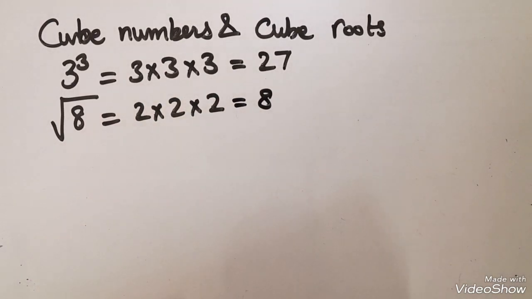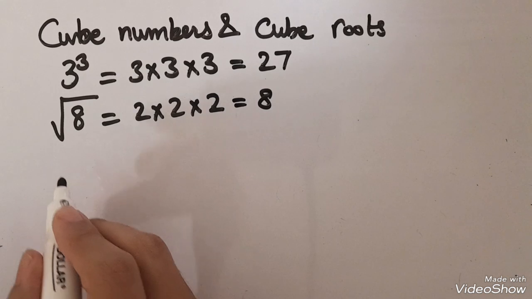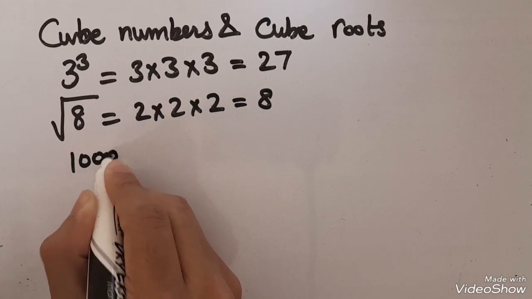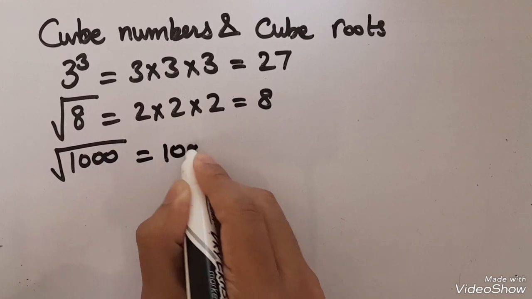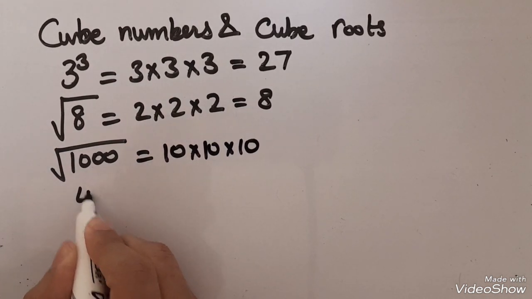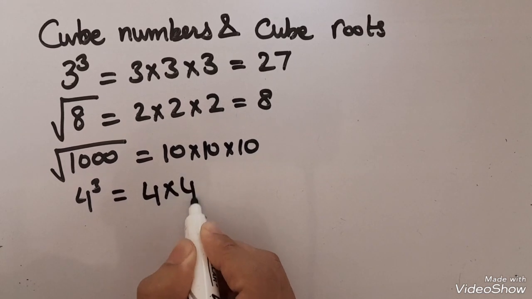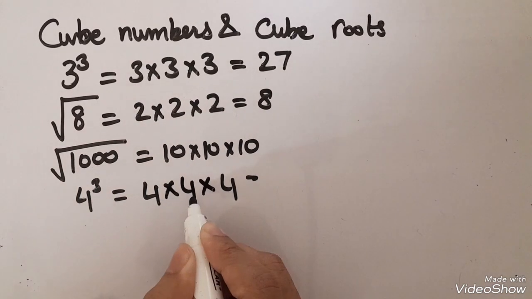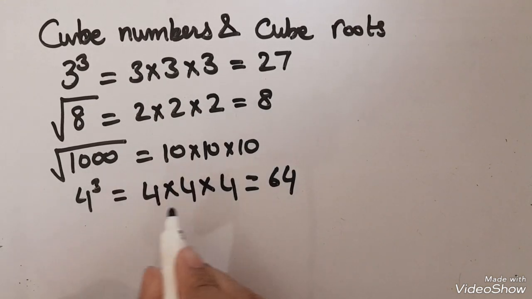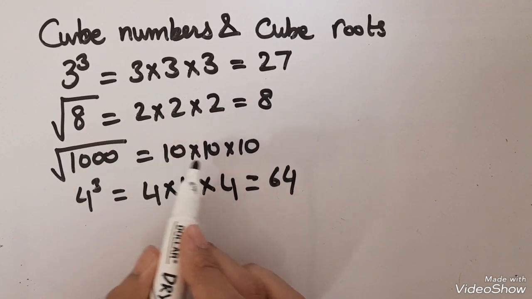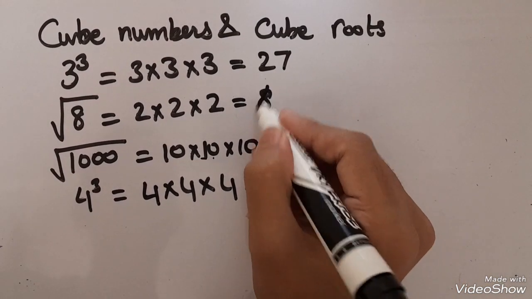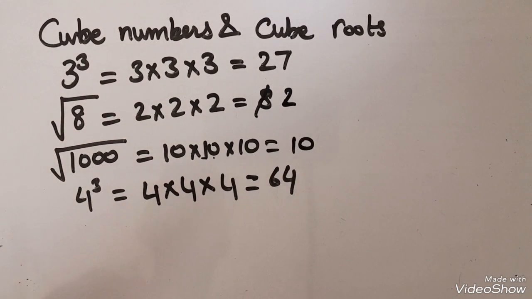So for example, the cube root of 1000 will be 10 multiplied by 10 multiplied by 10. And a second example can be 4 cubed, which will be 4 multiplied by 4 multiplied by 4, which is 4 fours are 16, multiplied by 4 will be 64. So 4 cubed is 64. And the cube root of 1000 is 10 multiplied by 10 multiplied by 10, so the answer will be 10. Over here, it will be 2. So this is how we calculate cube numbers and cube roots.